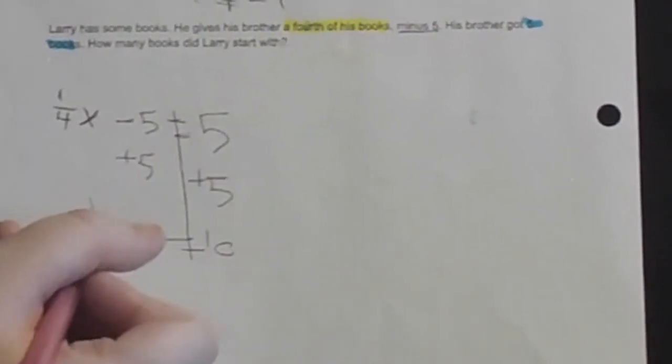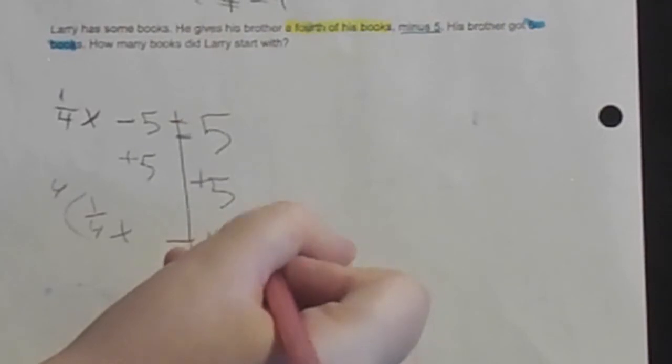So we solve, we add the 5 to get rid of it. We do that first before we deal with the thing with x. 5 plus 5 is 10. To get rid of the fraction, we could either divide by the fourth or multiply by the bottom of the fraction, which is a 4.